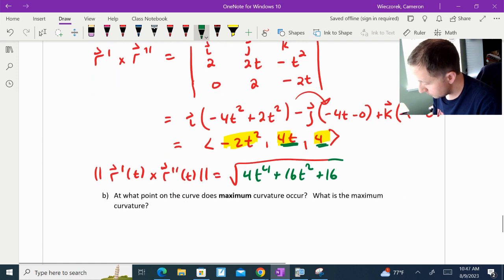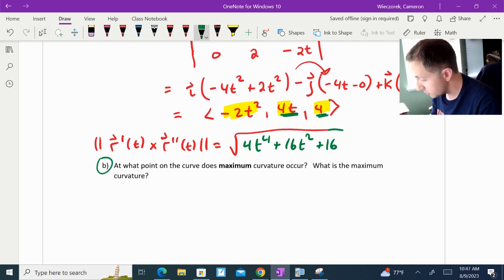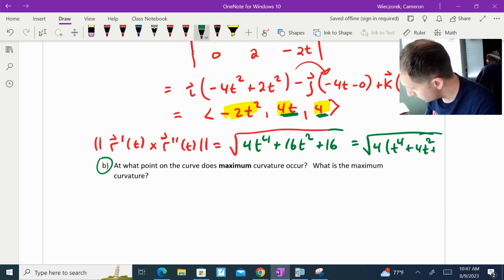I'm going to clean that up a little bit. You'll see why when we get to part B, because we're going to end up having to take the derivative of something that involves that expression, and that would be kind of nasty. So let's factor a little bit. We can factor out a 4 from this. And so I get 4 times t to the fourth plus 4t squared plus 4.